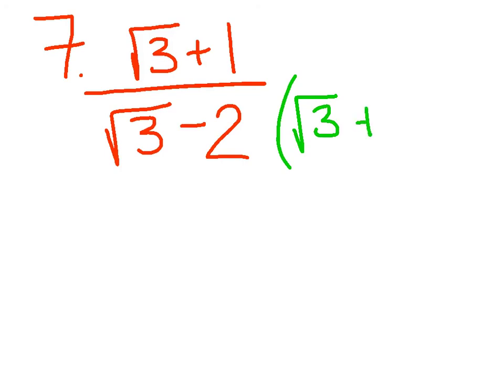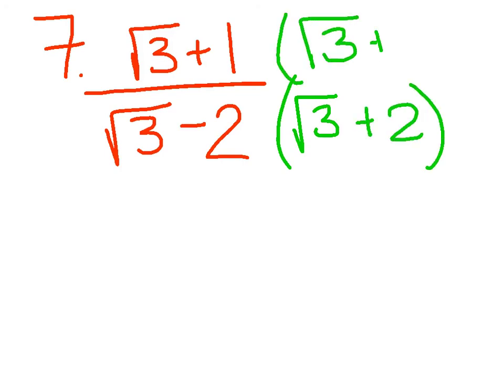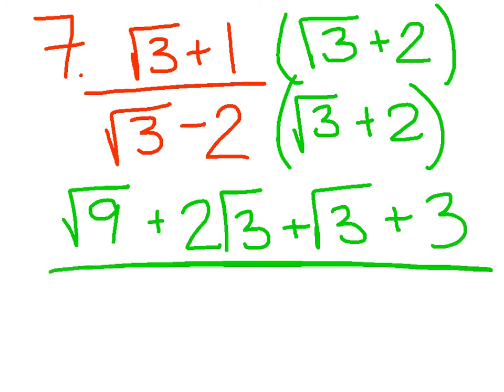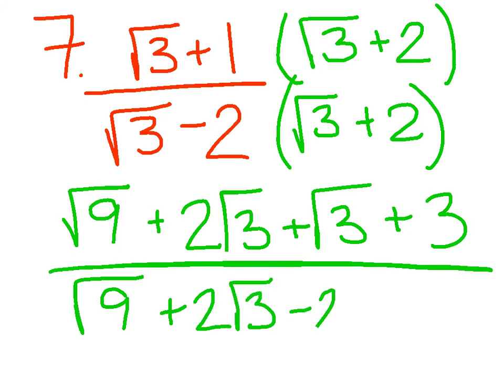Radical 3 plus 2 would be the conjugate. Radical 3 plus 2. Carefully take your time and FOIL. So I've got, radical 9 plus 2 radical 3 plus radical 3 plus 3. Radical 9 plus 2 radical 3 minus 2 radical 3 minus 4.